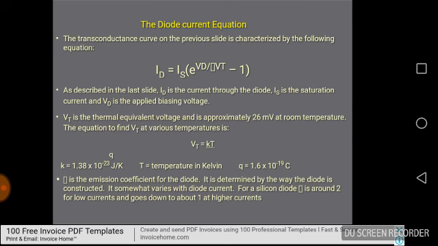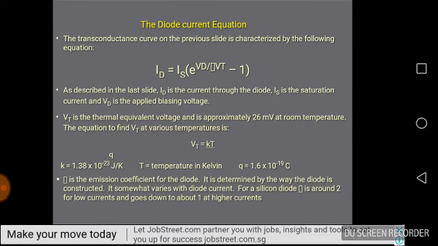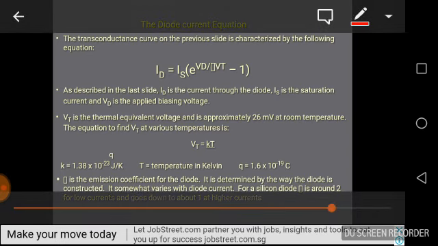In general, we say eta is equal to 2 for silicon and 1 for germanium, or to be precise, eta is equal to 2 for low current silicon diodes, and eta is equal to 1 for high current diodes. That is, how much current is flowing through your diode will determine eta, right? Generally, the reverse saturation current will be in microamps and the diode current will be in milliamps.